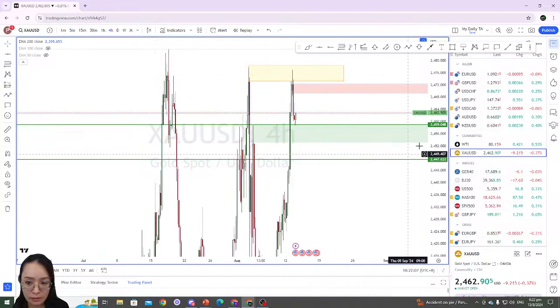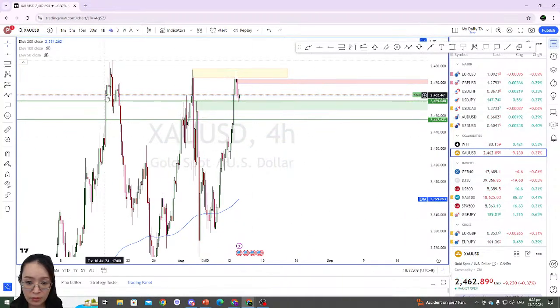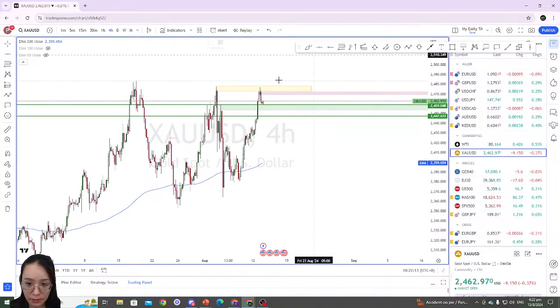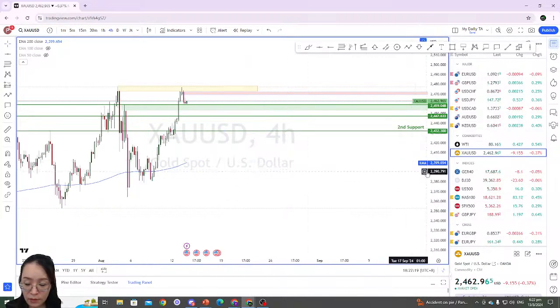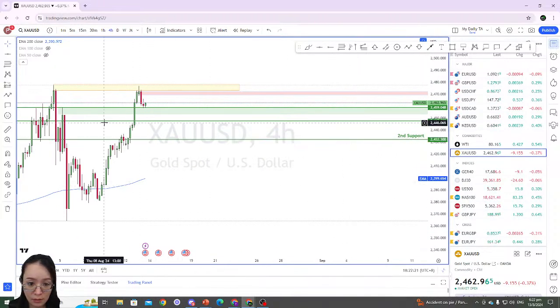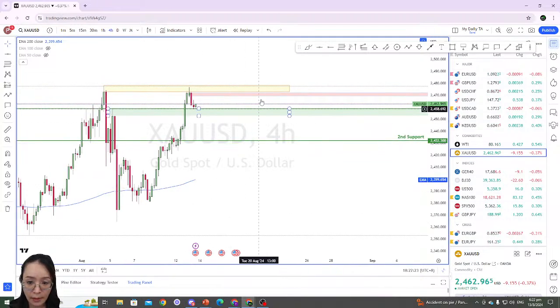Okay, but it's going to be first support, price bounces back off. Where is the second support here? This is going to be second support. Okay, so now we can use Fibonacci. Let's remove this.